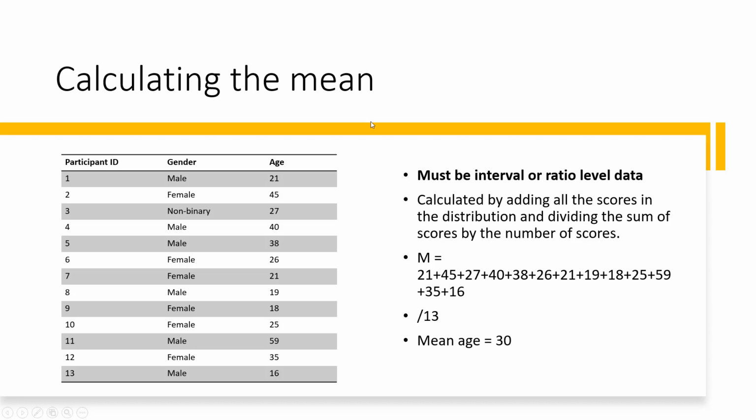So the average age in our sample is 30. Now we can only calculate a mean if we have interval or ratio level data. Another common word for grouping these two together is scale or continuous. We have to have scale, continuous data in order to calculate a mean. We couldn't calculate the mean for gender or so on. It just wouldn't make any sense.